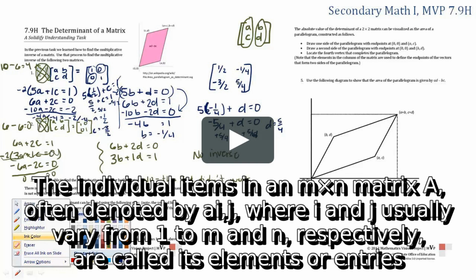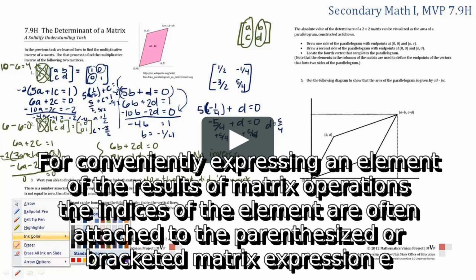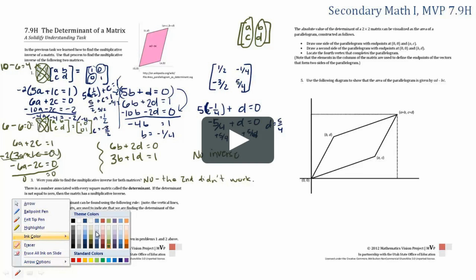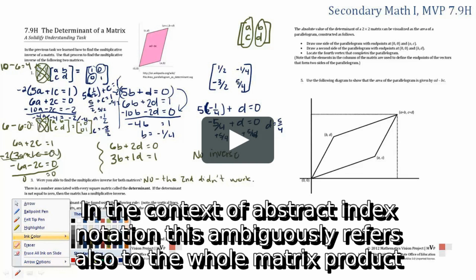The individual items in an M times N matrix A, often denoted by i, j, where i and j usually vary from 1 to M and N, respectively, are called its elements or entries. For conveniently expressing an element of the results of matrix operations, the indices of the element are often attached to the parenthesized or bracketed matrix expression, e.g., (AB)ij refers to an element of a matrix product. In the context of abstract index notation, this ambiguously refers also to the whole matrix product.